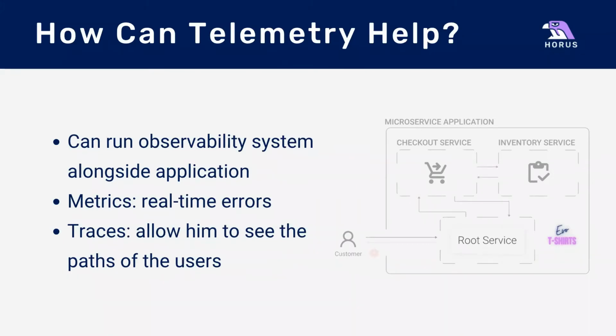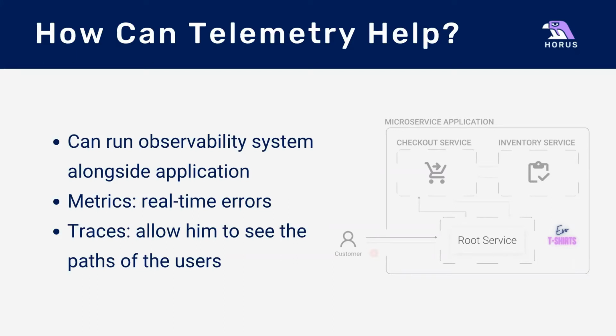If they were to run an observability system alongside their application, the observability system would be generating that telemetry data that Rich was just telling us about. Specifically, if they had metrics and traces that were correlated, they'd be able to use that to find where the issue was happening. So if their metrics were generating things like requests per second and errors per second, they would be able to see the errors happening. They wouldn't have to wait for a customer to say, hey, your store isn't working. They'd be able to see it within seconds of it actually happening.